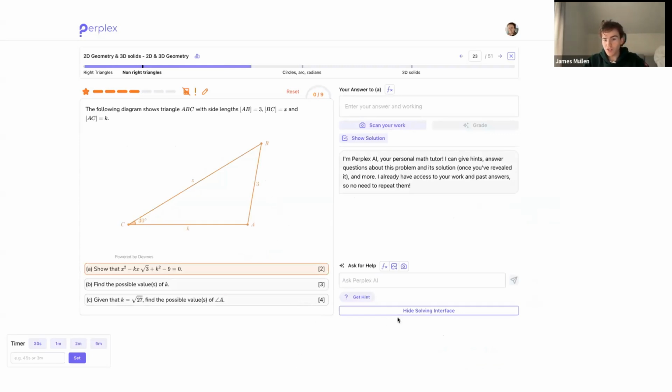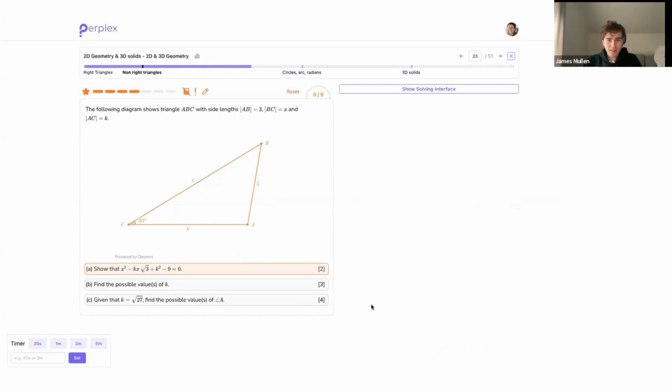Aha, this is a cool question if you ask me. I have a triangle ABC. I have the side length AB equal to 3, AC equal to k, and BC equal to x. The question says, show that x squared minus kx root 3 plus k squared minus 9 is equal to 0. That looks like a bit of a mess, but actually, it's just the cosine rule. I have the angle 30 degrees, and that means I can write that 3 squared, which is opposite the 30 degrees, is equal to x squared plus k squared minus 2kx cosine of 30 degrees.